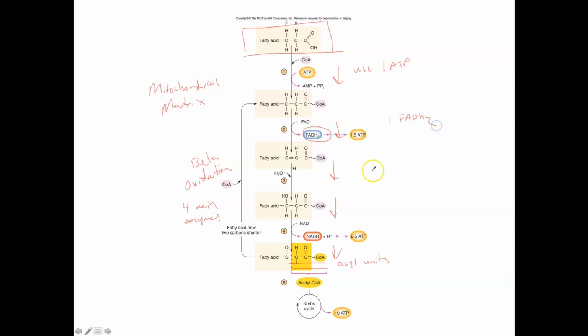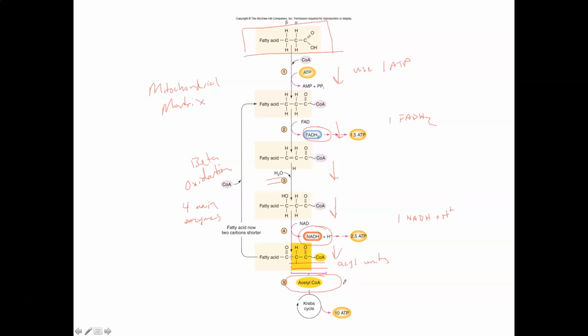FADH2 molecule. In step number 3, we see the addition of water. So water is being used as we're changing the structure of the molecule. In step number 4, we see that we are generating one of these NADH molecules. So we generate 1 NADH, plus H plus. Okay, so 1 NADH molecule. And then in the final step, we can see that we are generating this acetyl-CoA molecule, this acyl unit. And beta oxidation essentially is complete for that first process.